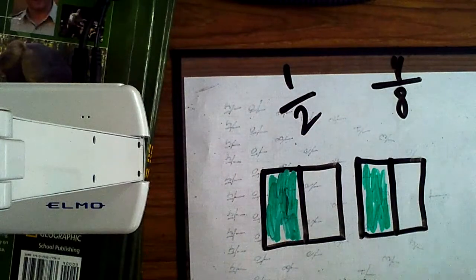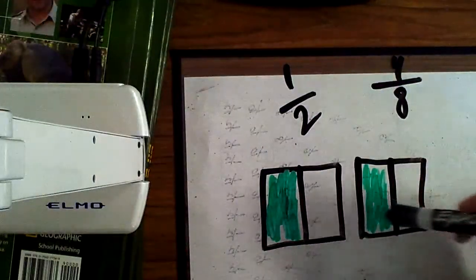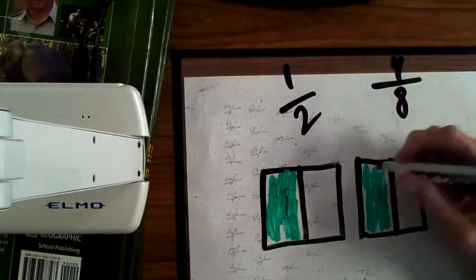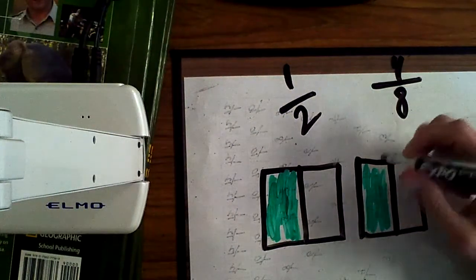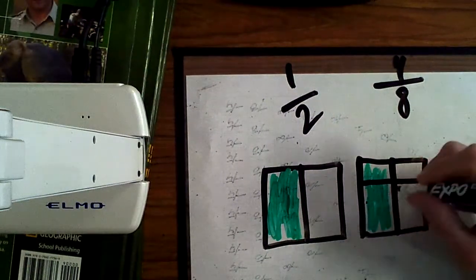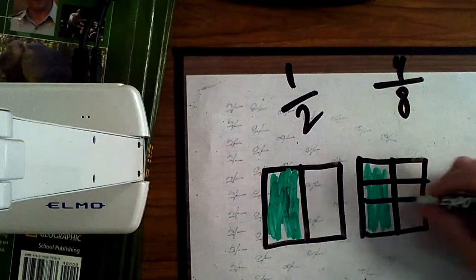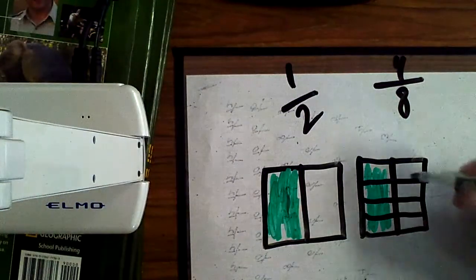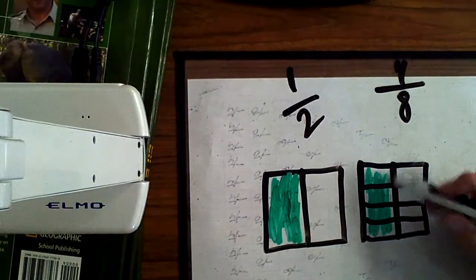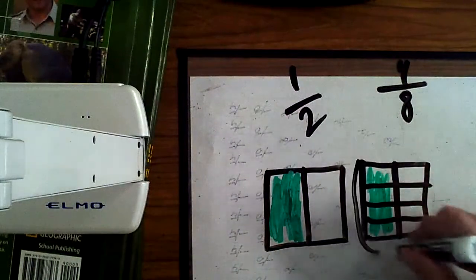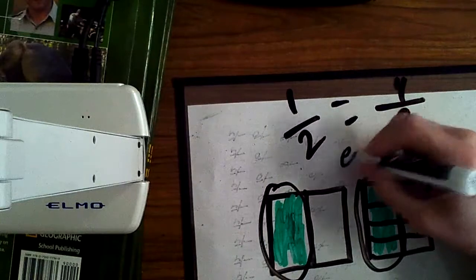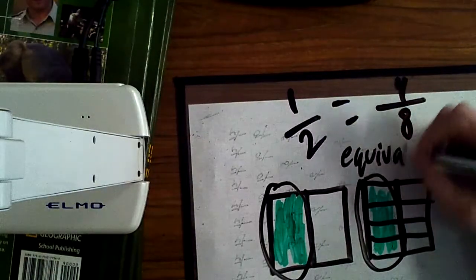Well, I need to go from 2 parts to 8 parts. And I know how I can do that. I can just multiply the parts by 4. So I'm going to multiply by 4 by putting in lines like this. So now I've got 1, 2, 3, 4, 5, 6, 7, 8 parts, and 4 of them are colored in. And you notice that the amount colored in is the same in both, right? So that shows you that 1/2 and 4/8 are equivalent.